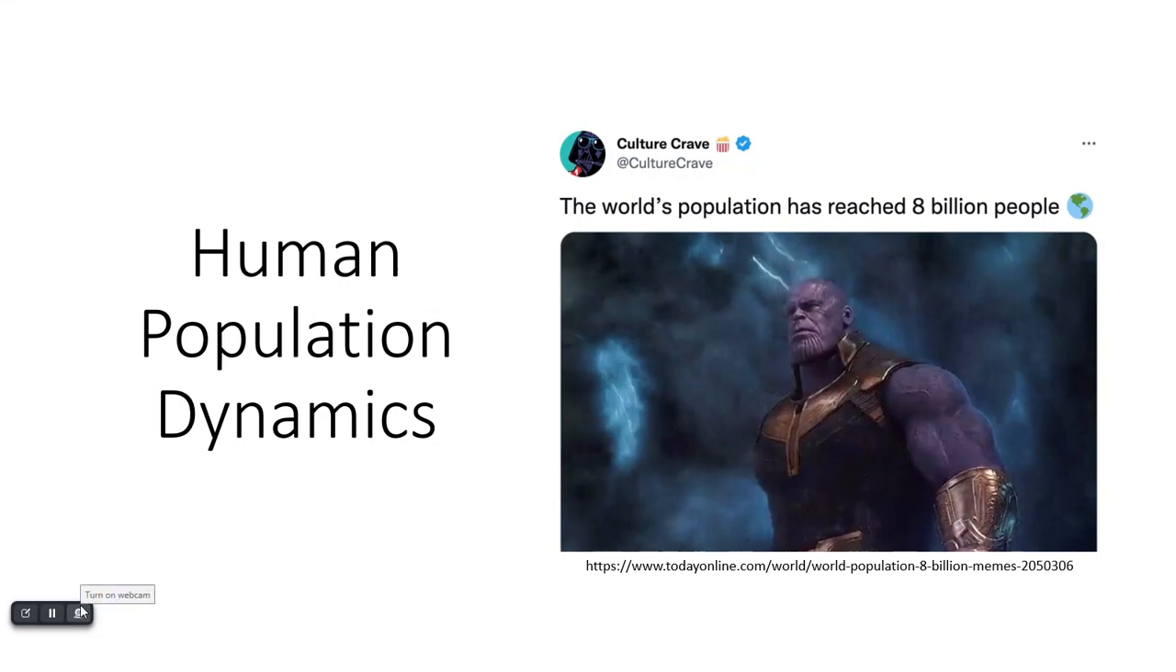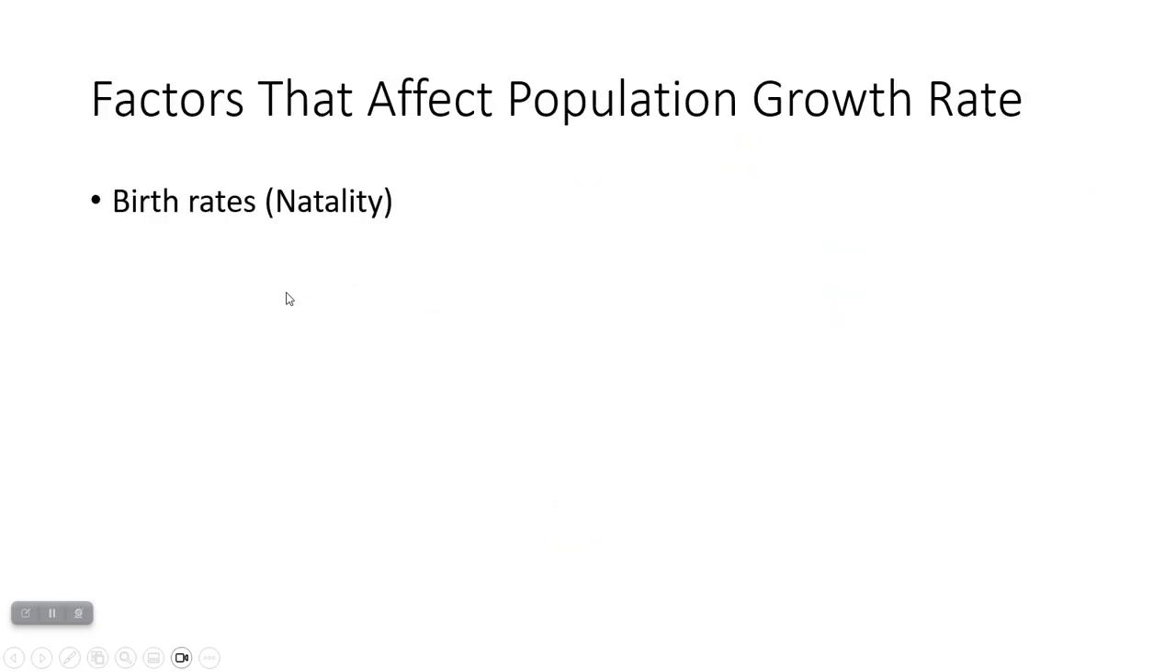All right, so far we've been talking about populations in general, but now we're going to focus in on how human populations have changed over time and some of the factors that affect how human populations change. By the way, in case the news hadn't reached you, the world's population officially reached 8 billion people within the past couple of years, and it's still growing.